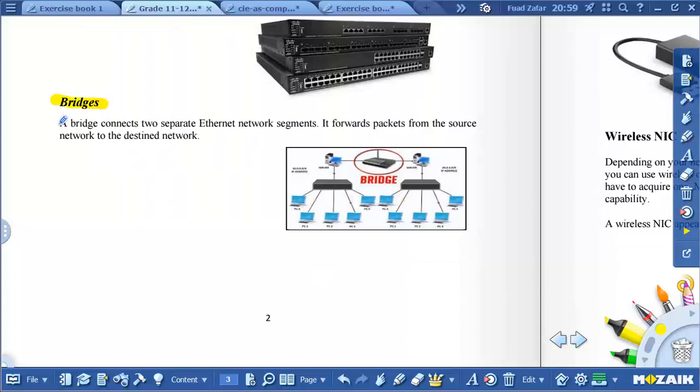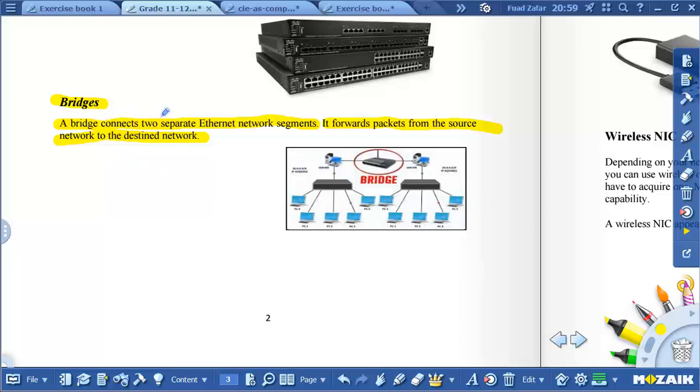Bridges. A bridge connects two separate Ethernet segments. It forwards the packet from the source network to the destination network. See, you have a bridge. It connects two different networks together to share files or resources. This is the role of a bridge.